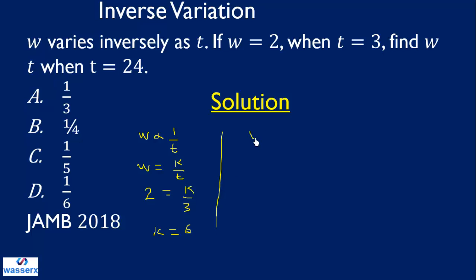Now just sub in the value to obtain w. So w will be equal to 6 over t. So when t is equal to 24, we get w equals 6/24, and that will give us 1/4.